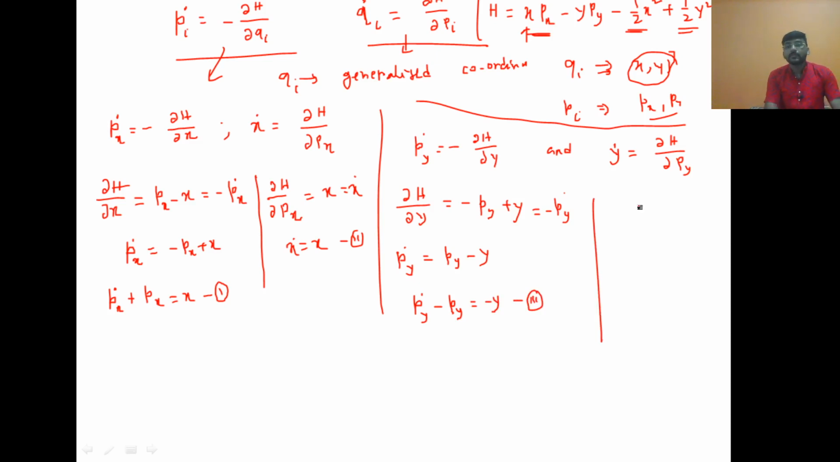And again another expression from this y dot, del h del py, and del h del py is equal to what? Minus y only. So y dot is equal to minus y is another expression.